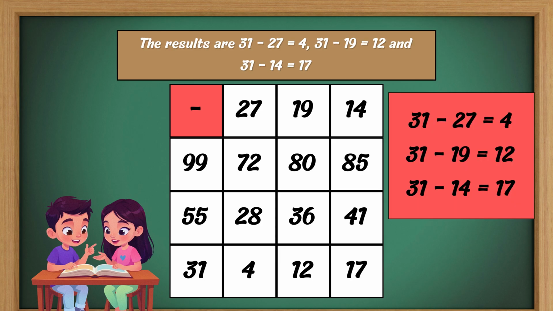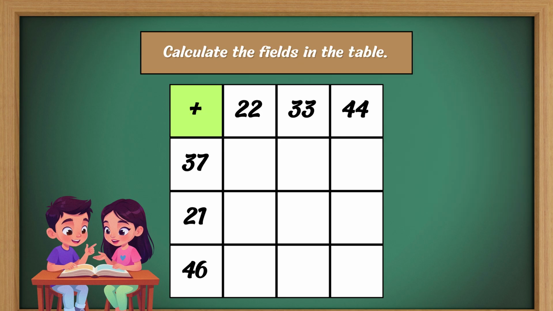The results are 31 minus 27 equals 4, 31 minus 19 equals 12 and 31 minus 14 equals 17. Calculate the fields in the table.